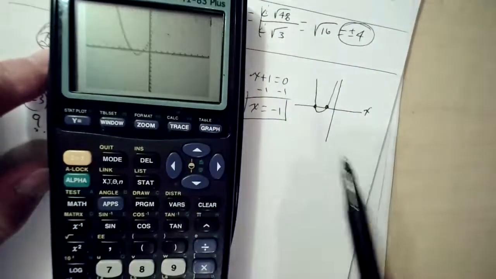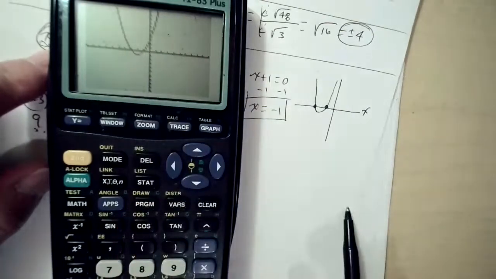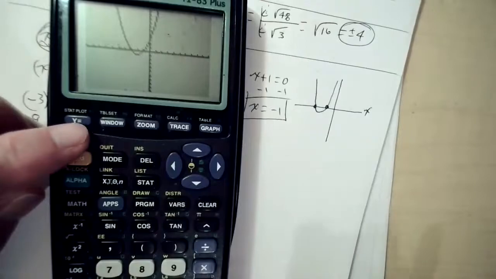Now we go to graph. And you can see it crosses the x-axis at negative 3 and negative 1. Those are the solutions.